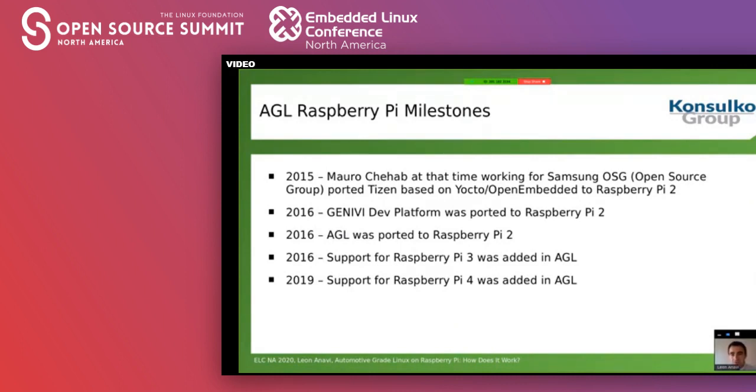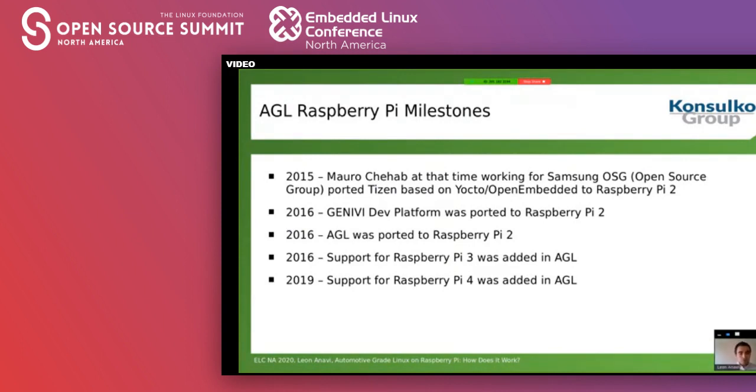In 2015, what Mauro did was very useful, because after that, his work was adopted first by the Genivi Development Platform. And shortly after that, I was the one who used the knowledge from Genivi Development Platform and Tizen, which are both open source projects, and ported AGL to Raspberry Pi 2.